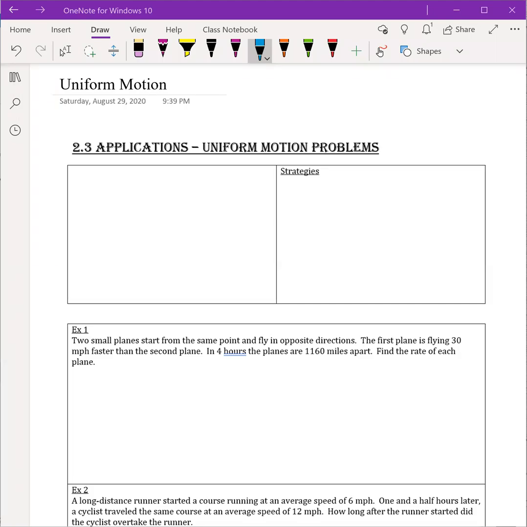Hey guys, today we're going to be talking about uniform motion. So this is actually something we see in real life all the time. You're probably not going to be measuring the distance and speed of planes, but it is a real life application that you could know and appreciate. So we're talking about distance, rate, and time.